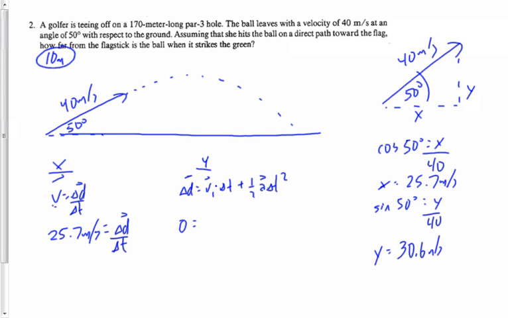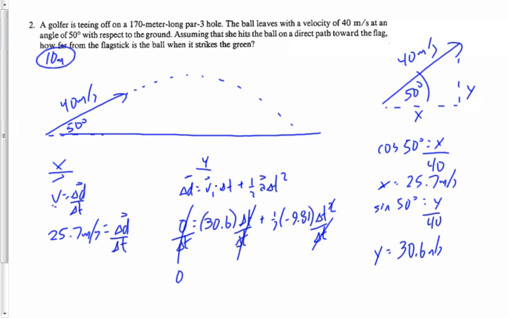VI for the y component. Karsten, what's VI for the y component? Good. 0 equals 30.6 meters per second times the time plus 1/2 of a, which is -9.81, times the time squared. Now, we can divide everything by t. And we're left with 0 is equal to 30.6, subtract 4.905, that's 1/2 of -9.81, times t.